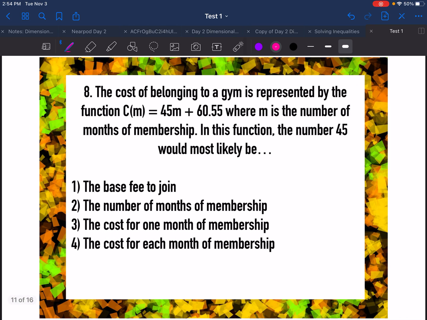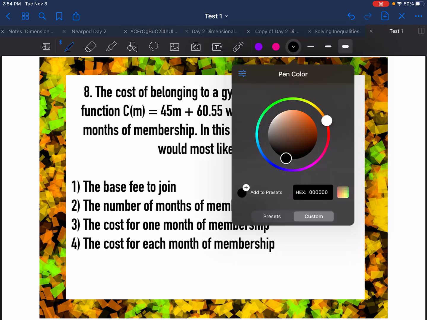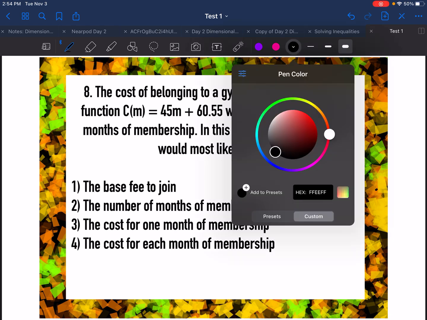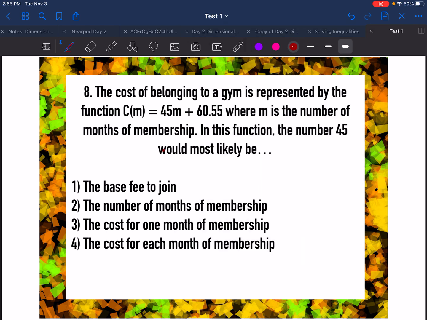All right, let's do another one. I know, lots of reading, so I'm going to skip to the part of this question that looks the most exciting, and that would be at the end here. In the function, the number, let's do a different color, 45 would most likely be. Okay, so here's what I want to do. I want to locate the number 45 and ask myself, is it with a variable or is it by itself? It's with a variable. It's with m. So 45m is going to help me out here.